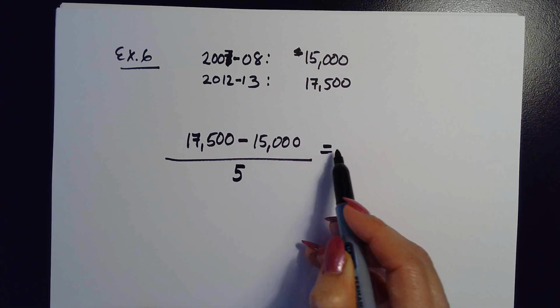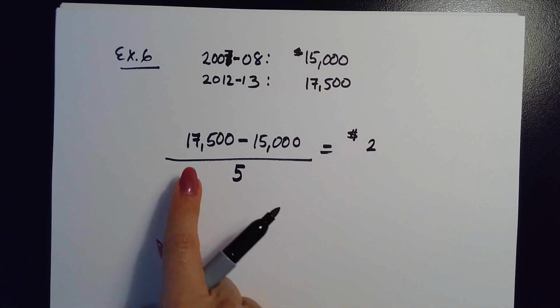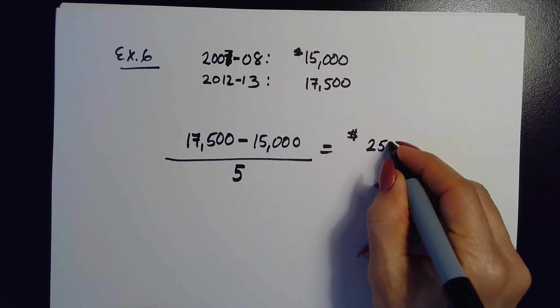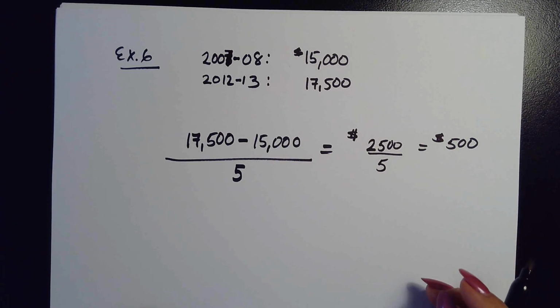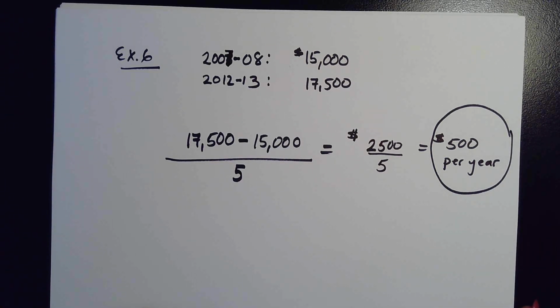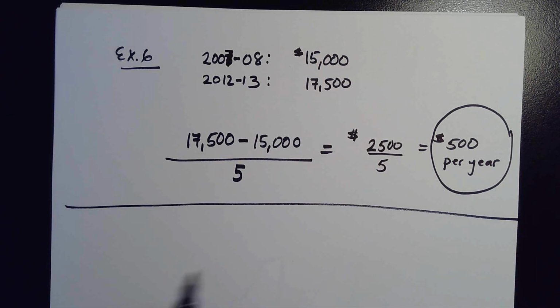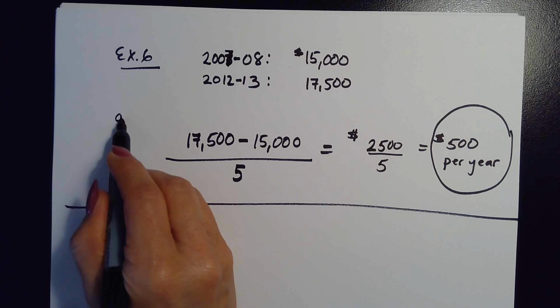So you divide by 5 to get the change in the cost per year. Notice this is going to be 17,500 minus 15,000 is 2,500, divided by 5 is going to be $500 per year. So it's increasing. Tuition is increasing at a public institution from the academic year 2002-2003 to 2012-2013 at a rate of $500 per year, okay? Per year. This is question number A.